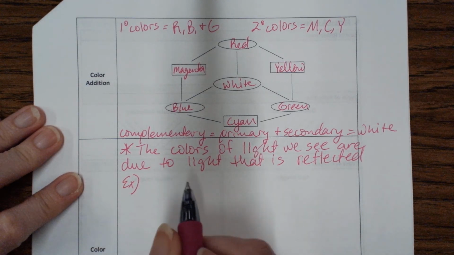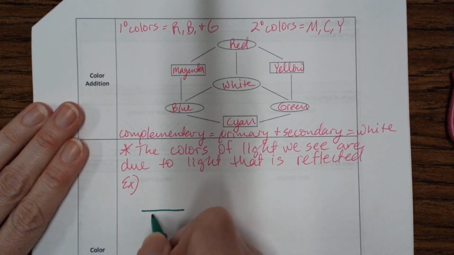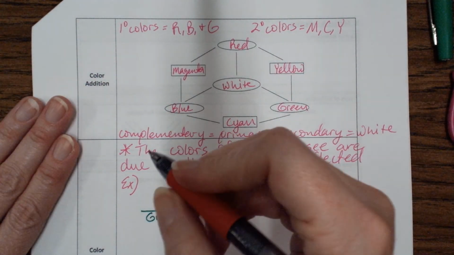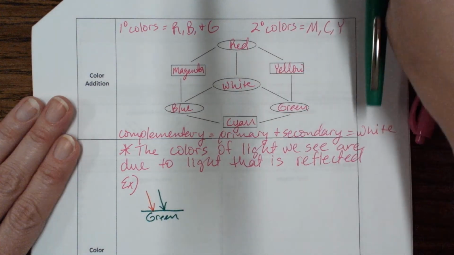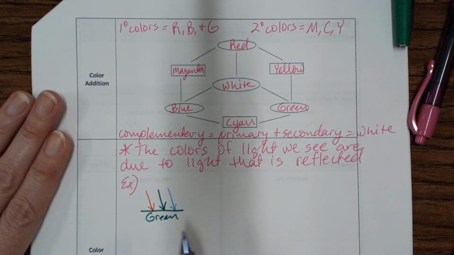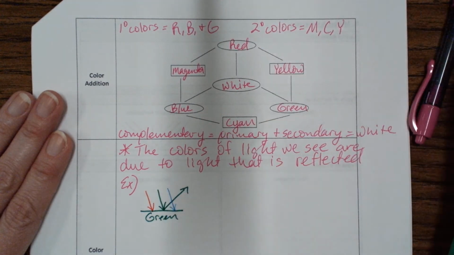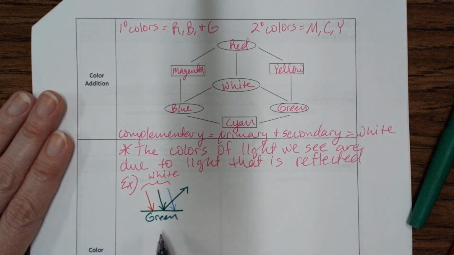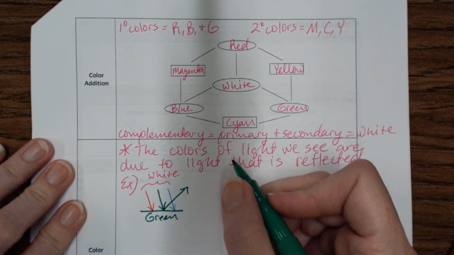So here's an example. Here I've got a green fabric or paper, okay? And I shine white light on it. So if I shine white light, I've got a red ray that shines on it, a green ray, and a blue ray. The fabric will reflect what it's made of and absorb everything else. So it will reflect the green only, okay? So what's happening here is I'm shining white light on a green fabric, and the green light is being reflected. So you see green.